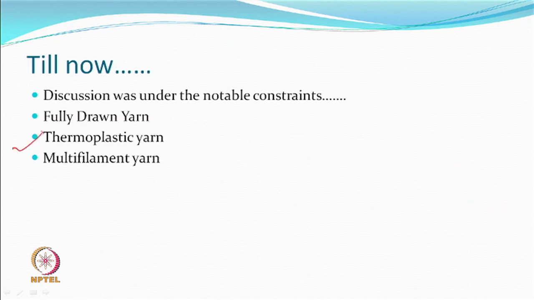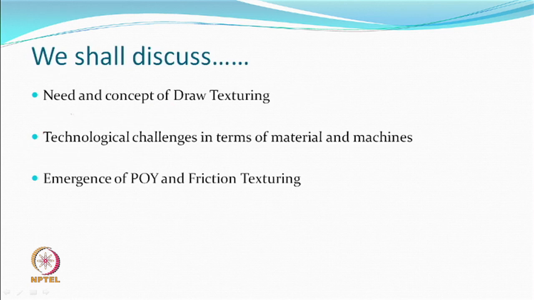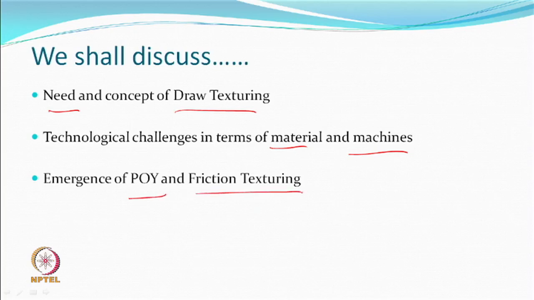Thermoplastic yarn we are talking about, we are looking at multifilament yarn, but as we move on, we will try to remove this constraint and look at something which is not fully drawn yarn as well, all right. So, this we will discuss, what is the need and the concept of draw texturing, the challenges in terms of materials and machine in coming lectures we will work out, and in this respect we will discuss in the next few lectures the emergence of POY and friction texturing. But today we will not be doing any friction texturing.